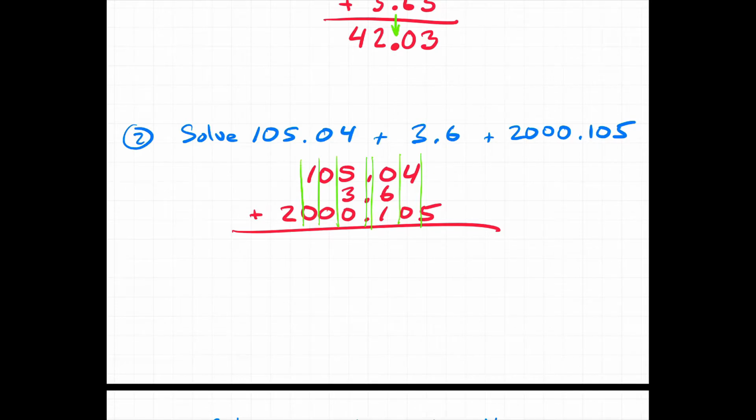So what's important again is that I remain in these columns like this, and I line the numbers up perfectly, because if I have them shifted left and right, I'm going to do some calculations with numbers in the incorrect columns.